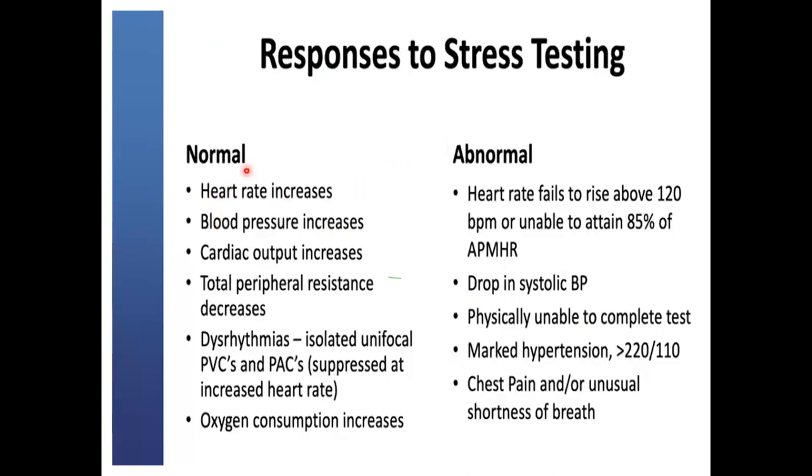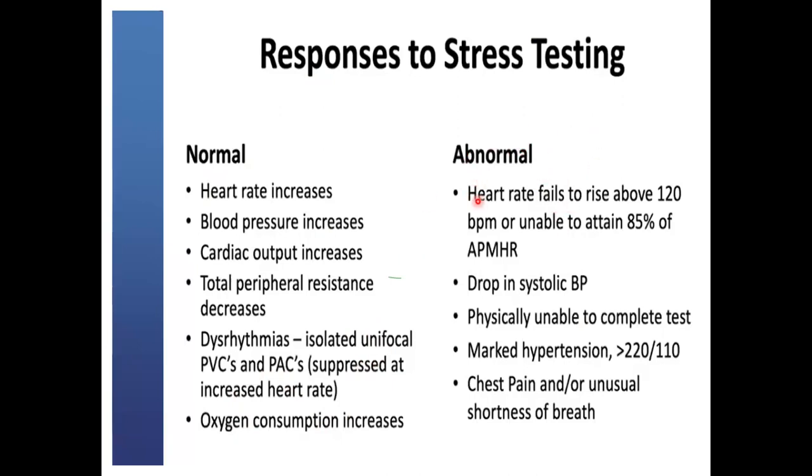So this is just to give us a brief comparison of what the normal and the abnormal responses to stress testing are. When we do a stress test, we expect a normal increase. Normally, the heart rate increases, blood pressure increases, cardiac output increases, and there's a decrease in total peripheral resistance. You may find some dysrhythmias, which manifest as isolated unifocal PVCs and PACs that tend to be suppressed with increased heart rate and increased workload. It's actually quite normal to find that in normal individuals, and oxygen consumption tends to increase.